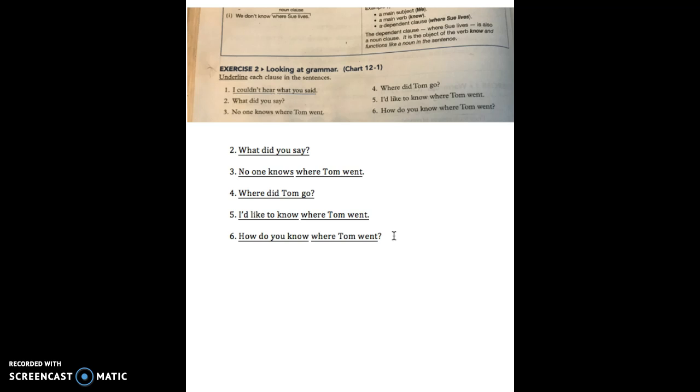So that's just a really quick introduction to clauses in sentences, complex sentences with noun clauses, but we'll spend a lot more time.